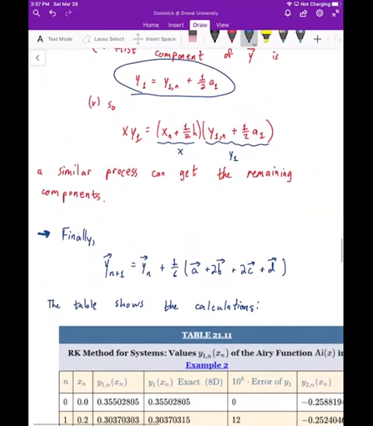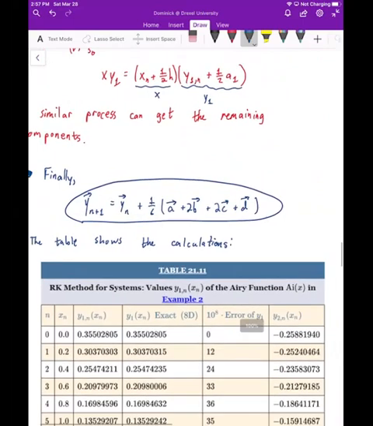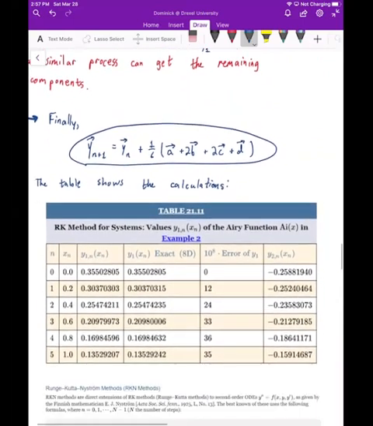Okay. So finally, of course, once you have all the auxiliary quantities, that's the hard part. And of course, we know that y sub n plus 1 is yn plus this weighted average of those auxiliary quantities. Okay, so again, just for sanity's sake, here's what you would get, right?